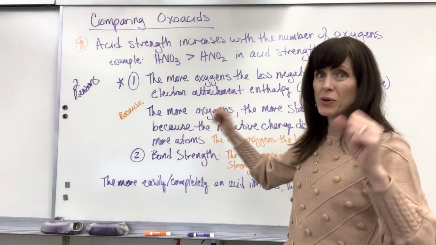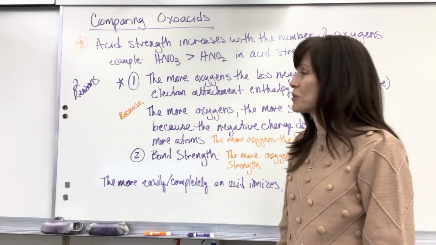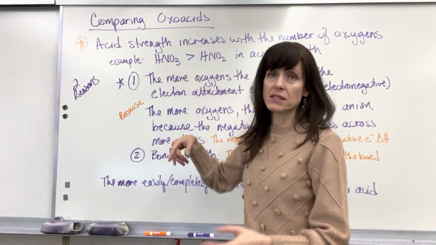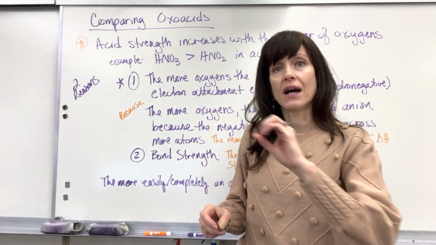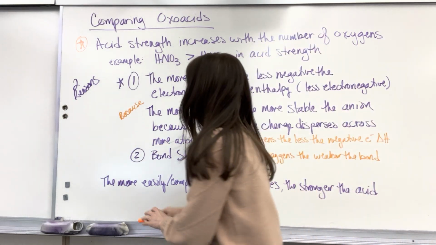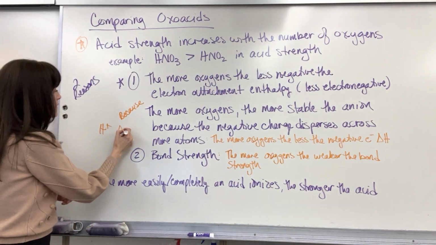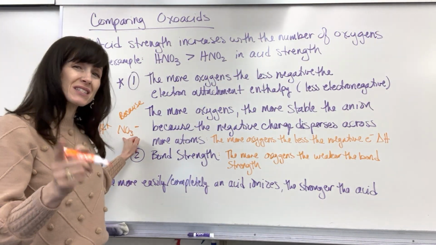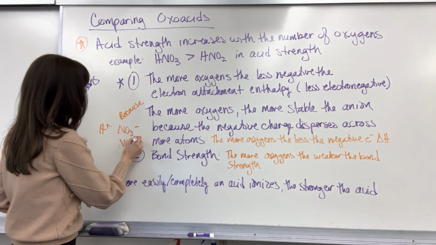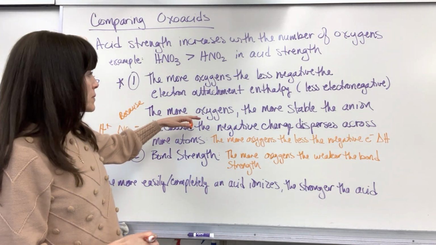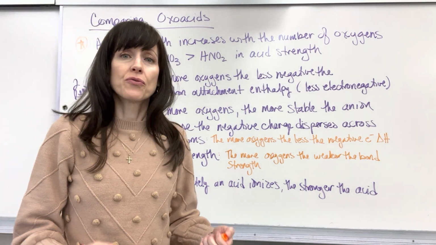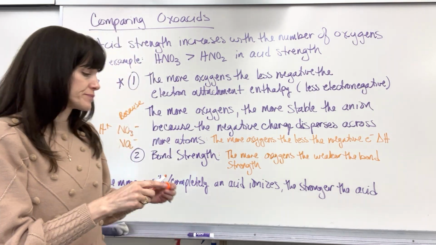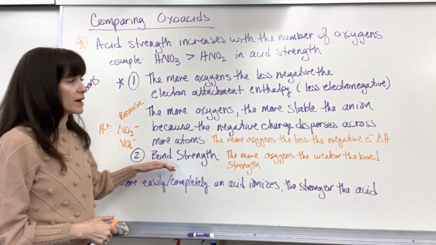Now the justification, the great big because: why is that true? It's because the more oxygens you have, the more stable the anion. When this ionizes, you're going to have the hydrogen ion and the nitrate ion. Let me write that down actually. You're going to have your H plus and the NO3 minus. Because you have 3 of those oxygens, that anion is going to be more stable than the nitrite ion, the NO2 minus. The reason being is that there are more atoms for that negative charge to disperse, which creates and increases stability.